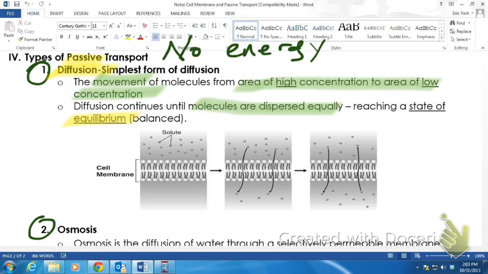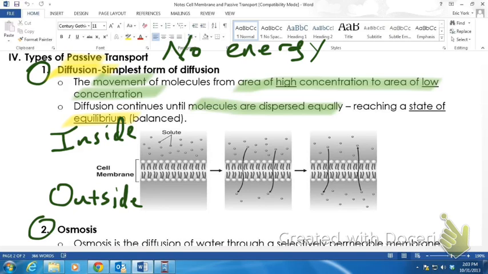The picture has the inside of the cell right here. There's the inside, and here's the outside. We have these solute particles right here that we want to move across the membrane. They are in an area of high concentration right here. If they're in a high concentration, which way are they going to move? Down. They're going to move down to the area of low concentration.